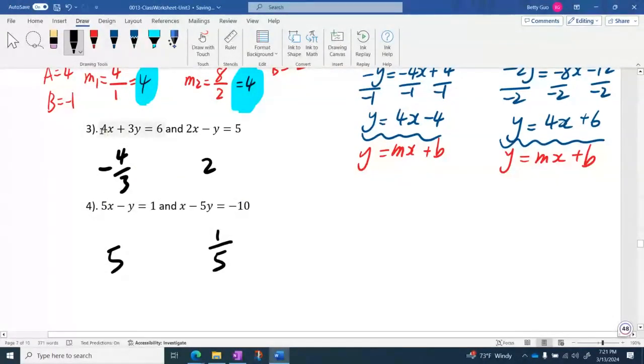Yeah, 4, 3, negative 4, 3, negative 4, 3, 2, 1, because they have opposites, so the slope is positive. 2 over 1, which is 2. And this one is 5 over 1, positive. This one is 1 over 5, positive.